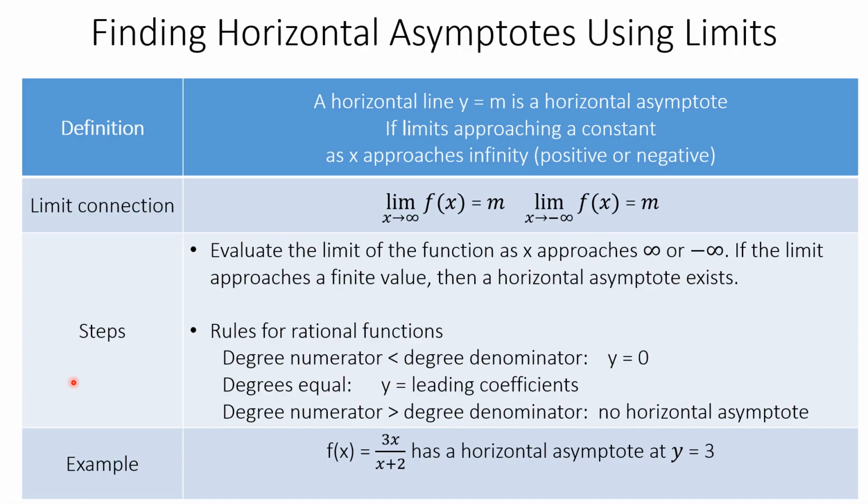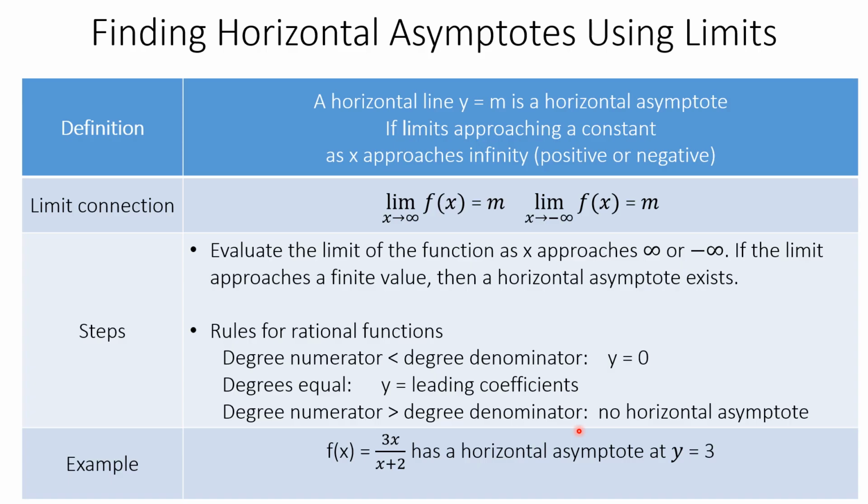So now the steps to evaluate it is to first evaluate the limit of the function as x approaches infinity or minus infinity. If the limit approaches a finite value, then a horizontal asymptote exists. So first you have to replace x with many numbers to really find out if there's a horizontal asymptote or not. Now, some general rules: when the degree of the denominator is bigger than the degree of the numerator, y equals 0. When the degrees are equal, we have to look at the leading coefficients, and if the degree of the numerator is bigger than the degree of the denominator, there's no horizontal asymptote.